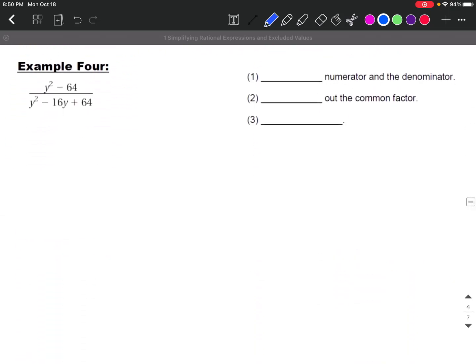Example 4. Guess what we're going to do? It's what we always do first. We factor first. So we're going to factor the numerator and the denominator.